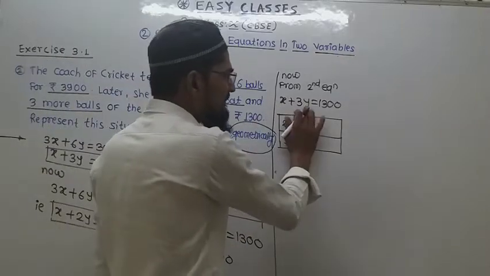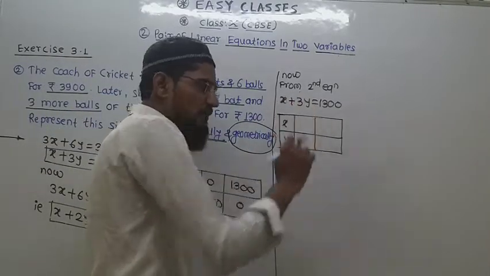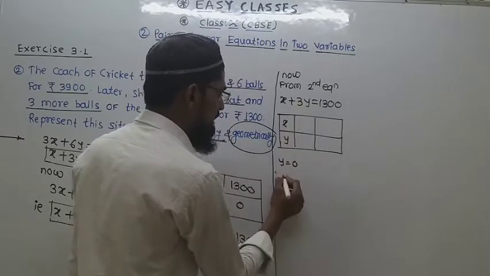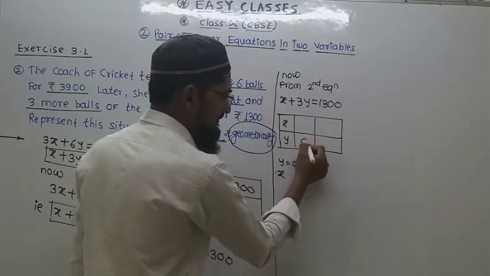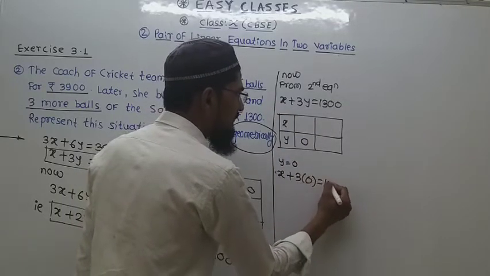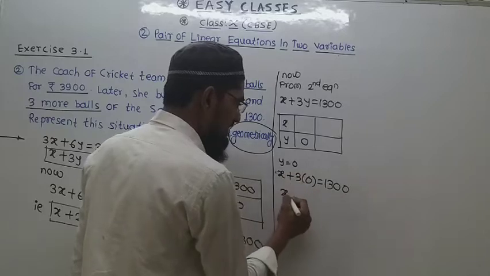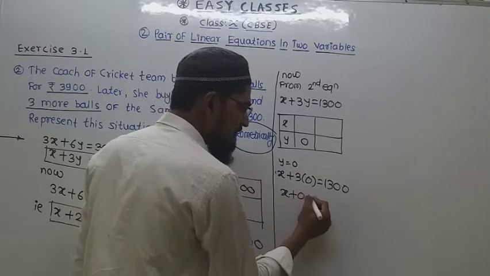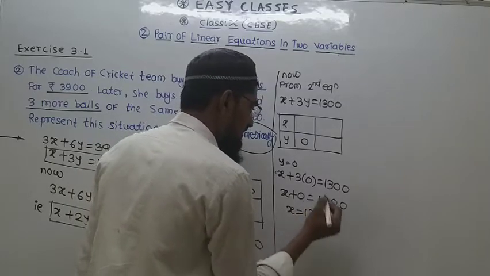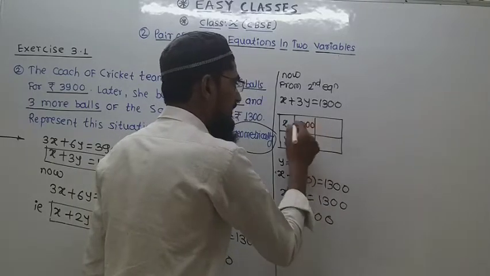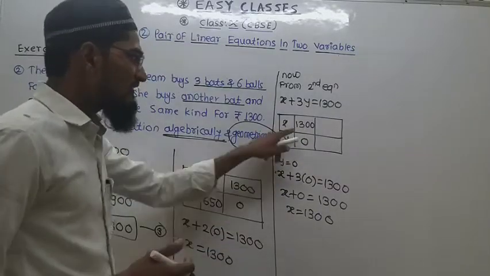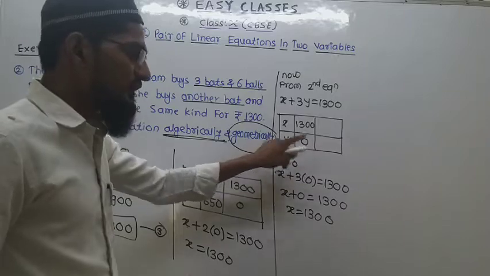So here, if y is equal to 0, then what will we get? x plus 3 into 0 is equal to 1300. So x plus 3 into 0 means 0, so x is equal to 1300. It is the point on x, x is equal to 1300. Now it is the point of x and it is the point of y.